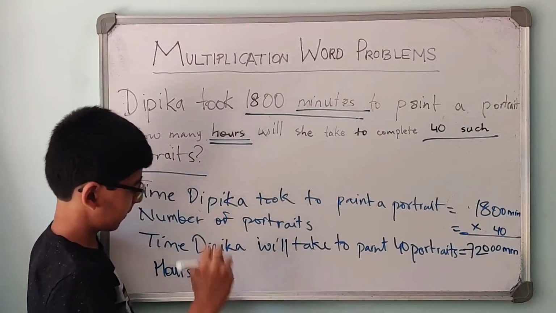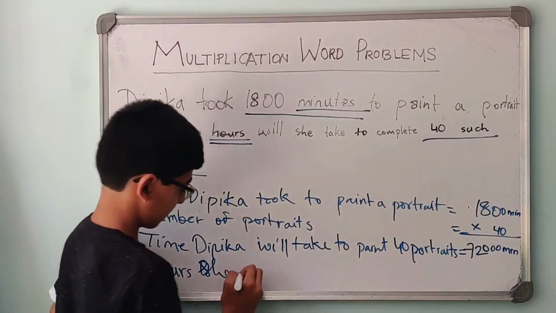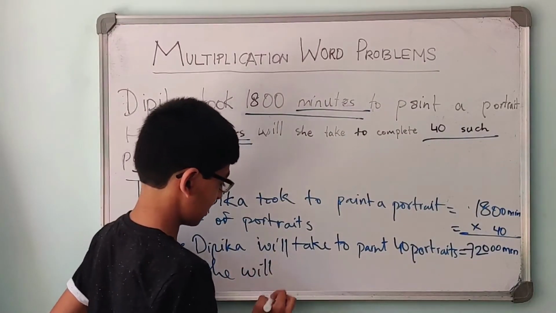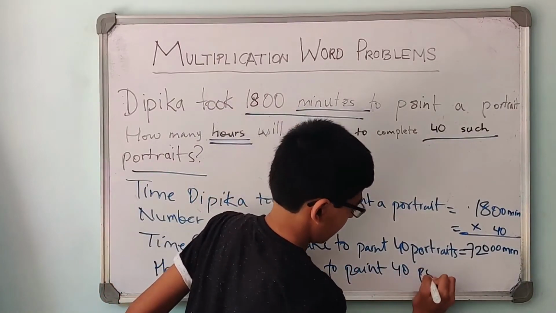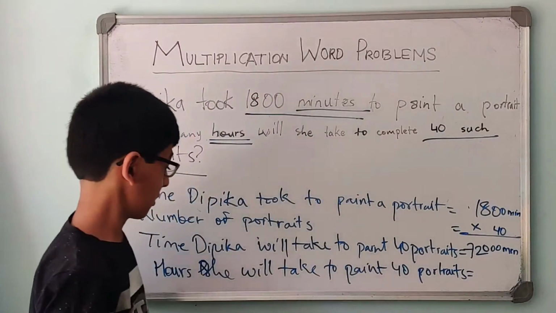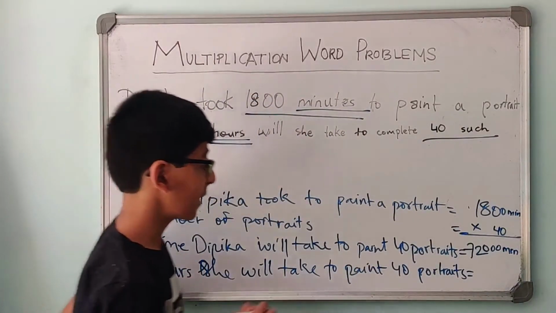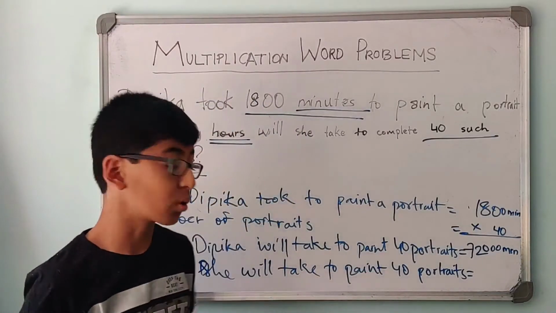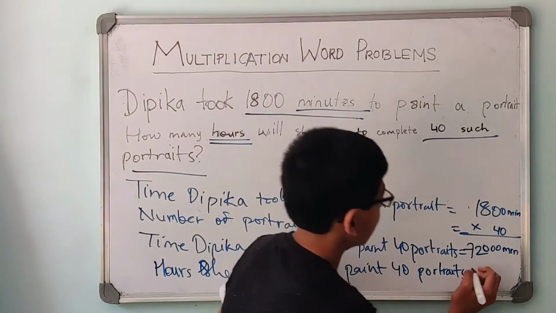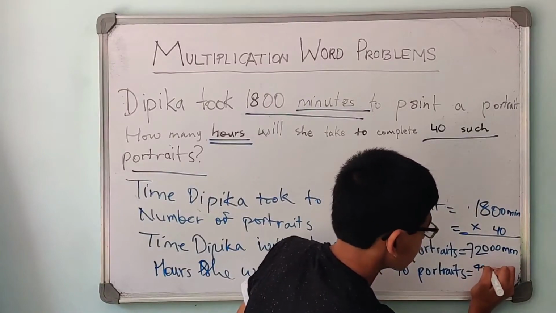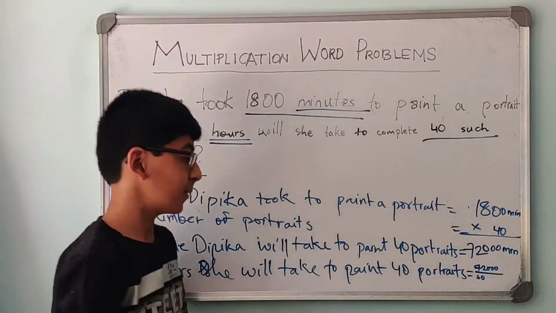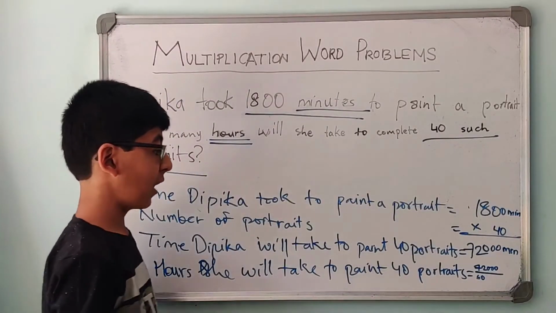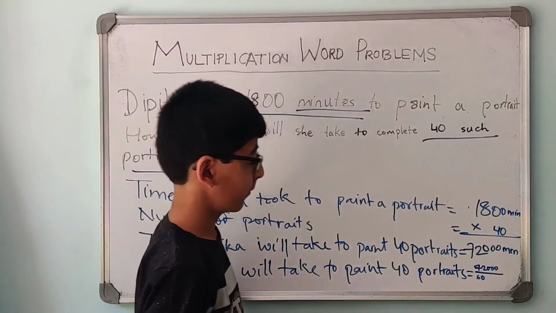Now we will find the hours she will take. We don't always have to repeat her name. We can just write she, or he, depending on the question. So the time she will take to paint 40 such portraits is going to be 72,000 divided by 60. So now our answer will come in hours.